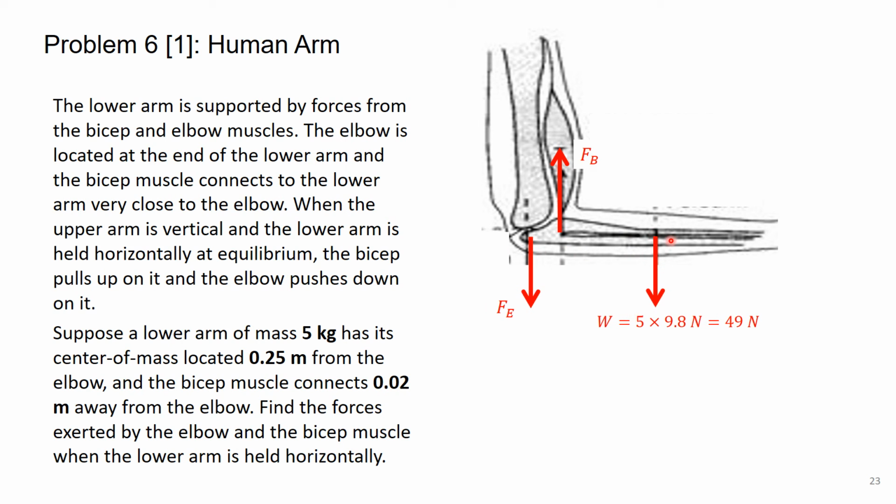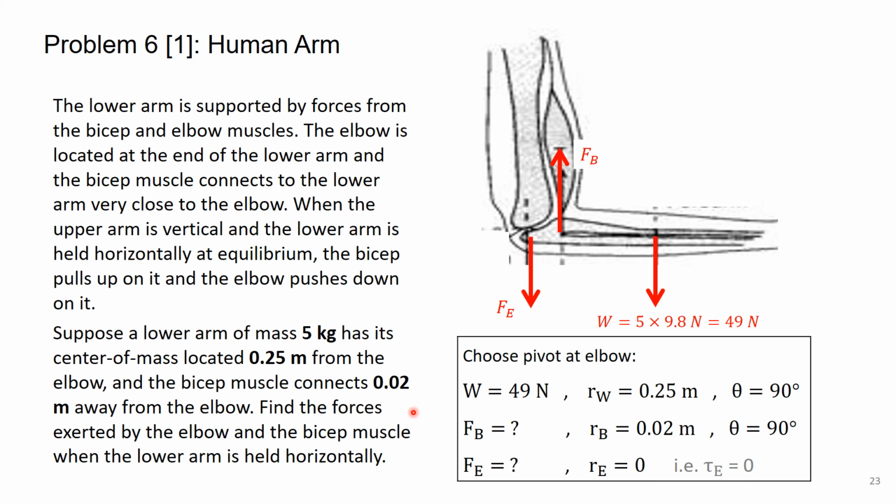Okay, so we know what the weight of the lower arm is. You can multiply the mass with 9.8, you get 49 newtons. But then there are two other forces, the F bicep and the F elbow, which we don't know. So let's calculate these two forces. All right, so there are two unknown forces. So let's start by calculating the bicep force.